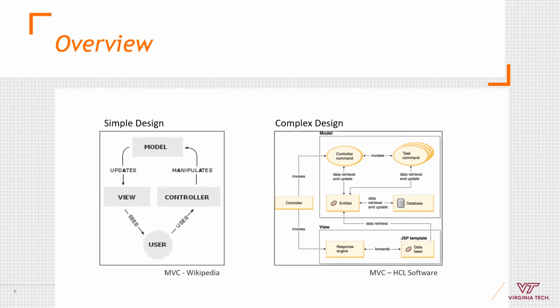Looking at the simple design on the left, it is easy to understand that the user sees the view and interacts with the controller. The controller can almost be incidental to the view because parts of the view may be able to be interacted with, like a text box or an element in a simple game. The controller is going to update the model, which will then update the view.